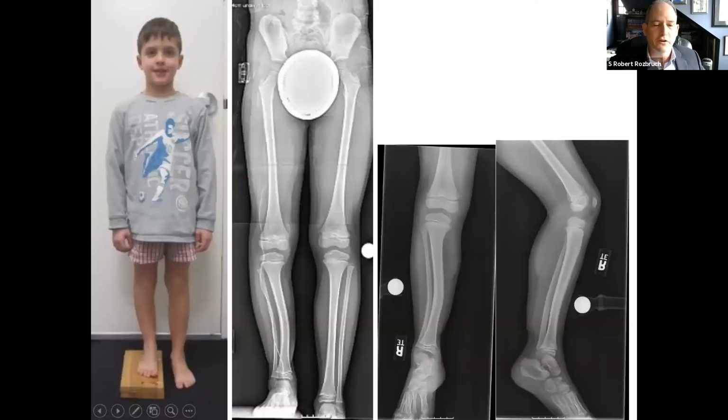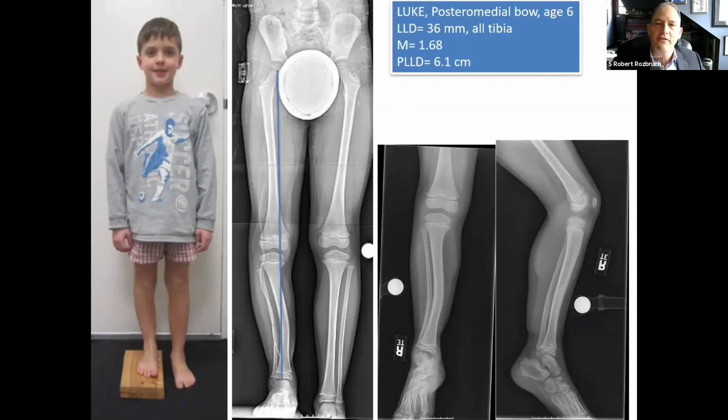So let's look at Luke as another example. Luke has a posterior medial bow of his tibia. So this is not RSS. And he presented to me with a leg length discrepancy at age 6. And so you can see he's got 36 millimeters of leg length discrepancy. It's all from the tibia.